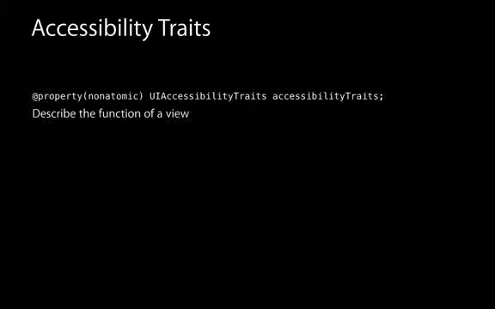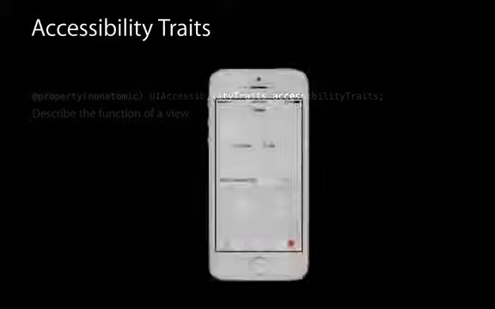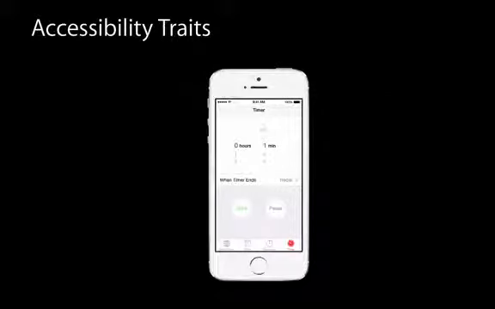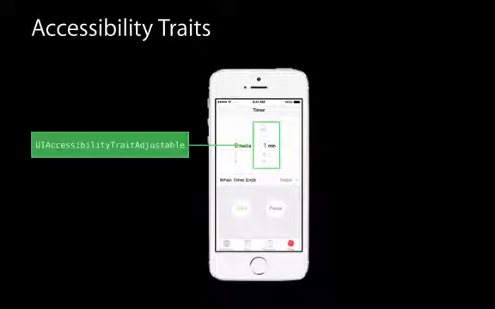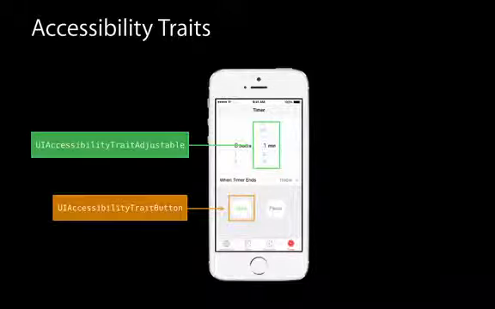But because we've got some more custom UI in our app, there's some additional API we'll need to use to give VoiceOver users a really great experience. First, I'd like to introduce the concept of accessibility traits. Traits describe the function of a view. For example, in the familiar timer app, each of the wheels of time has a trait of adjustable, and that means that its value can be changed up or down. The start button has a trait of button, and that gives the user a hint that this is something that can be activated.